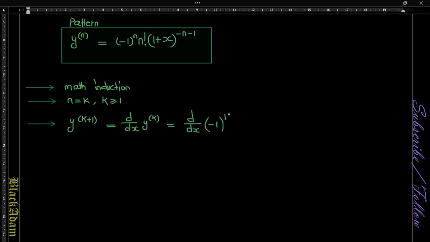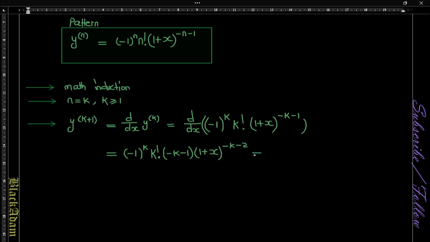We have negative 1 to the power k, and then deriving that, plus 1, so that's going to be k factorial times (1 plus x) to the power negative k negative 1. So that's what we have, and now we have to find negative 1 to the power k times k factorial, bring down negative k negative 1, and that will give us (1 plus x) to the power negative k negative 2.